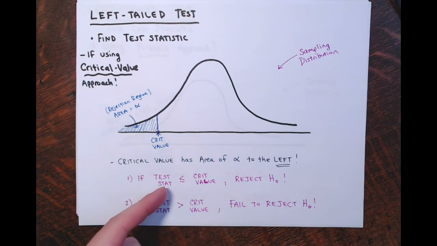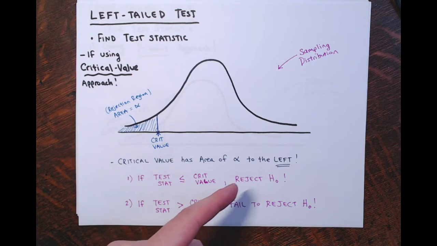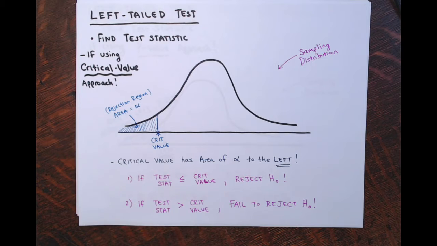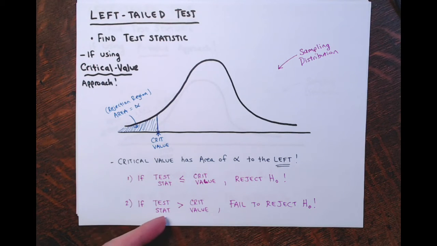And then if your test statistic falls in this region, if it's less than or equal to the critical value, you're going to reject the null hypothesis. You don't support it. And if it doesn't fall in this region, if the test statistic is greater than the critical value, then you don't reject the null hypothesis. You fail to reject it. You're supporting the null hypothesis.